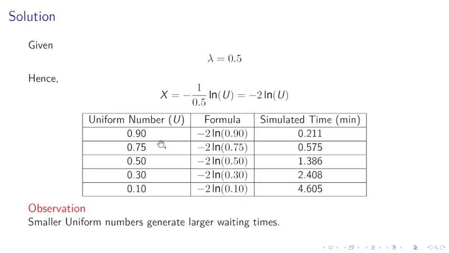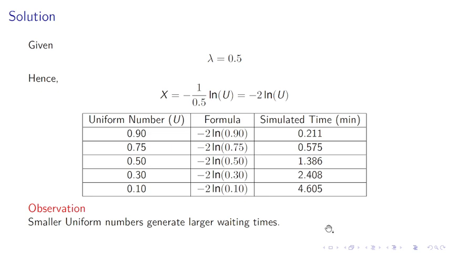Here for 0.90, simply substitute 0.90 in place of u into the natural logarithm of 0.90. The required time is in minutes, approximately 0.211. Similarly, for the random number 0.10, it is 4.0605. So these are the simulated times by using different random numbers.